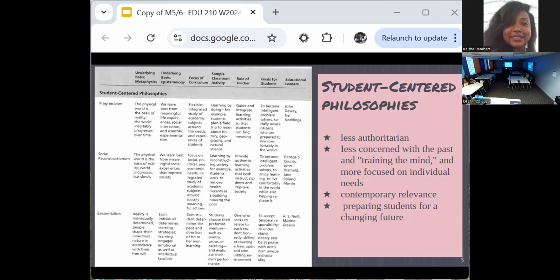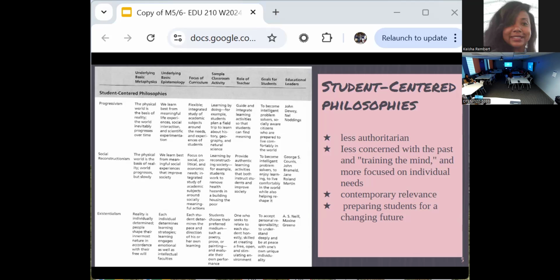Some of the key figures of this are a man by the name of Jean-Paul Sartre, a famous existentialist philosopher out of France. Another one is A.S. Neill, who founded a school based on these principles.